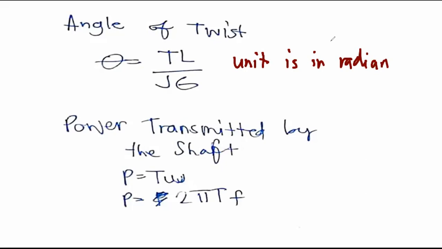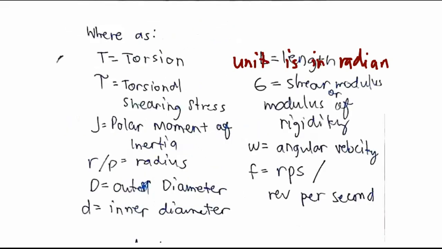And lastly is the power transmitted by the shaft. So P is equals to torsion multiplied by angular velocity. So maaaring omega yan, guys, ganyan yan. Okay? Or we can say that power is equals to 2 pi torsion times f, or the frequency or the revolution per second. And next, ipakita natin kung ano yung mga letter na ipinakita. So, ayan nga. We have here torsion as T. Okay?